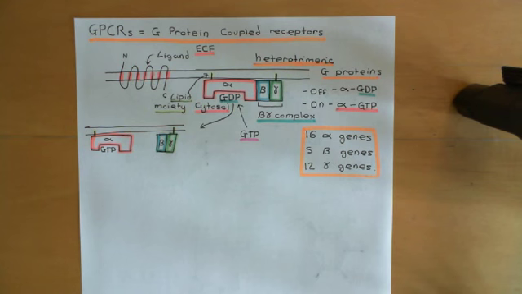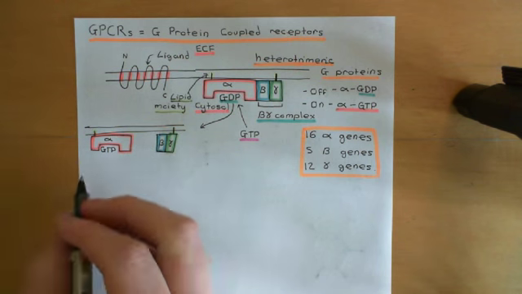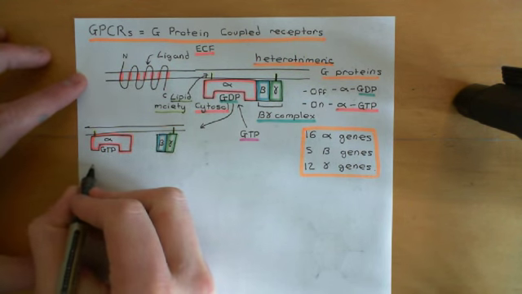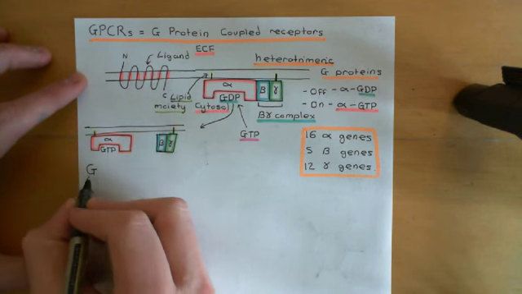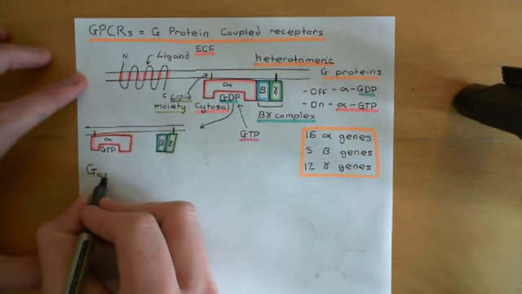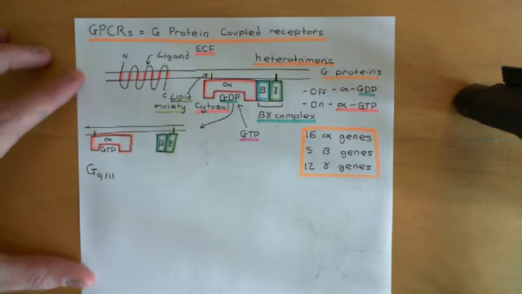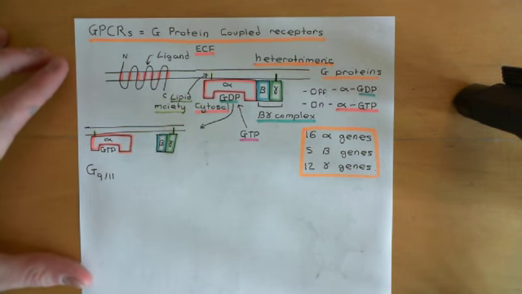Now we are going to be interested in heterotrimeric G proteins of a certain type, which means that they have a certain alpha subunit. So heterotrimeric G proteins are named according to which alpha subunit they have, and we are going to be interested in GQ/11 heterotrimeric G proteins.